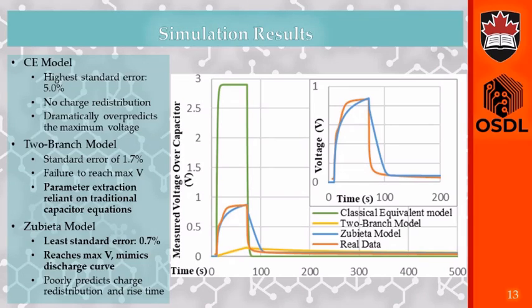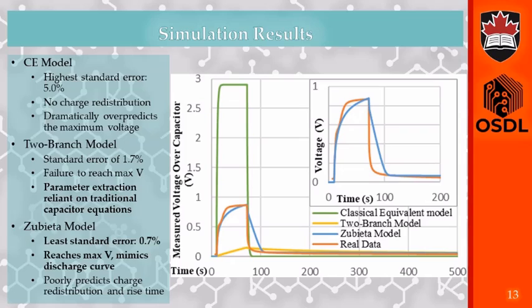Here we have graphed our simulated results alongside our real data. The green is the classical equivalent model. This model had the highest standard error, in addition to not demonstrating any charge redistribution and dramatically over-predicting the maximum voltage. Though this is the most common capacitor modelling method, it is not appropriate for a Bio-EDLC.